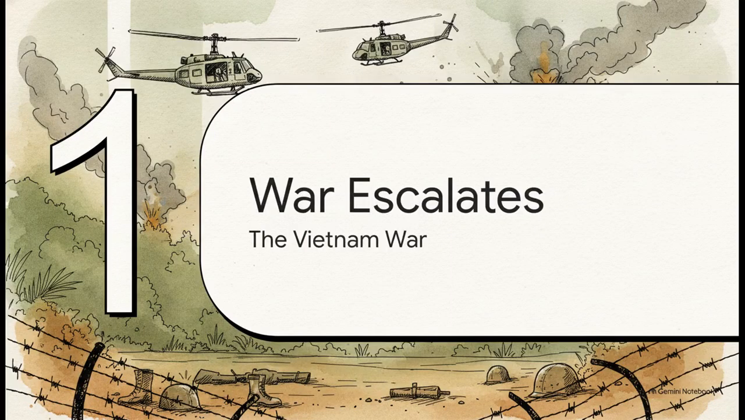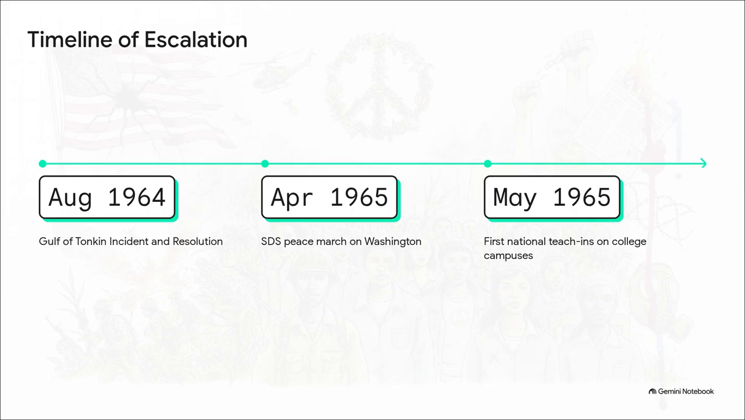Section 1. The Vietnam War escalates. To really understand the protests of this era, we first have to understand the policy behind them. Back in the mid-1960s, the U.S. government committed heavily to military operations in Southeast Asia. Official records from the National Archives show a rapid escalation. In August 1964, following the Gulf of Tonkin incident, Congress passed a resolution giving the president broad authority to expand the war. And this led to massive troop deployments and sustained bombing campaigns.